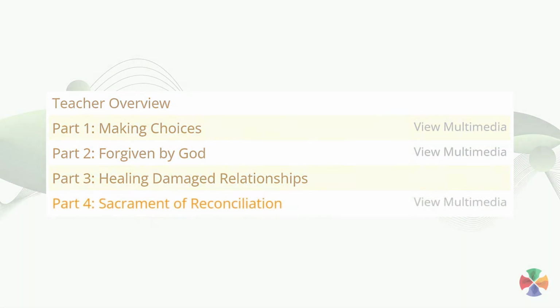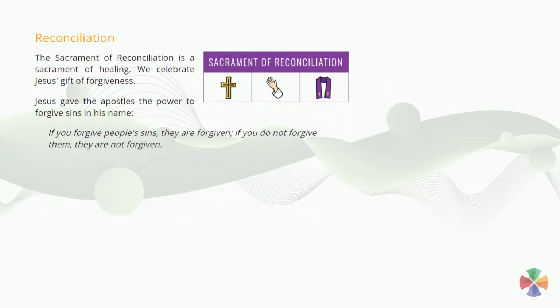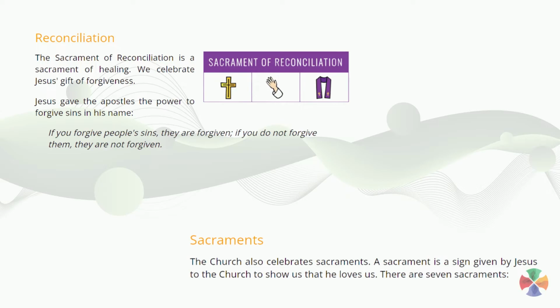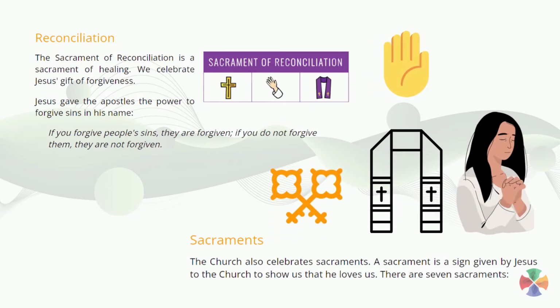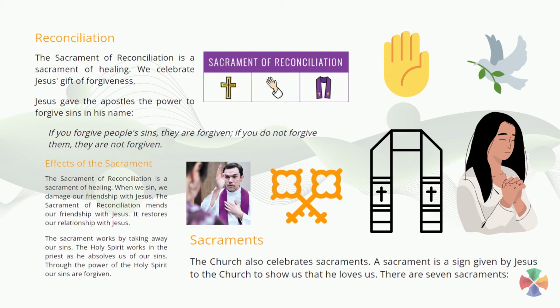The final part of this unit looks specifically at the sacrament itself. There is an explanation of what sacraments actually are, followed by an in-depth exploration of the symbols and rituals of the Sacrament of Reconciliation. The unit concludes by discussing the effects of participating in the Sacrament of Reconciliation.